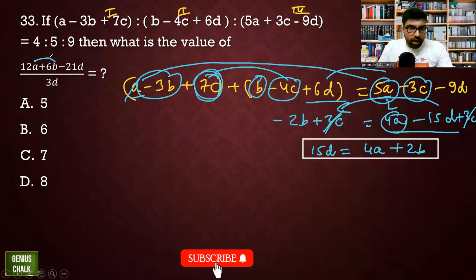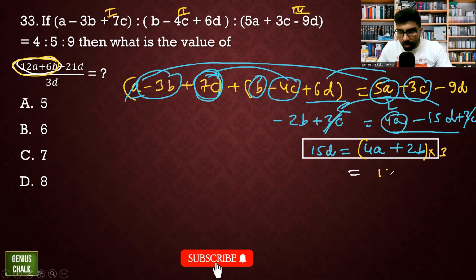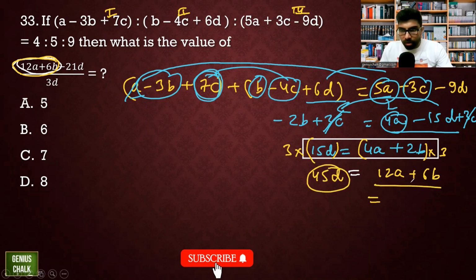This is what I have got. Now write the question again. It is also A plus B something. That's why I'm trying to change this into this form. So 4A plus 2B is this. I am having 12A here, 12A plus 6B. So multiply this by 3, I will be getting 12A plus 6B. And this also to be multiplied by 3. This is 45D. So 12A plus 6B is 45D. Can I solve it? Yes.